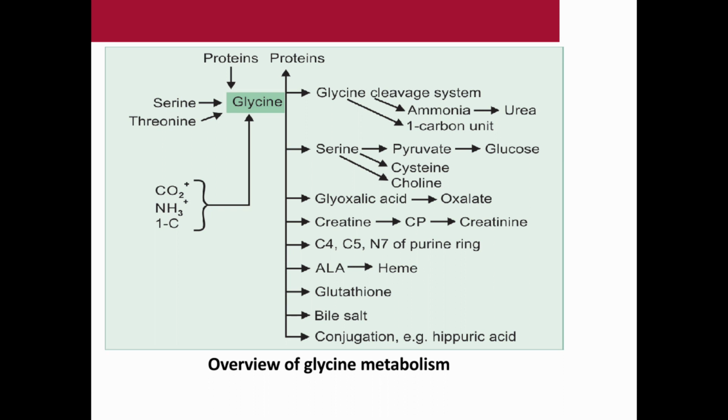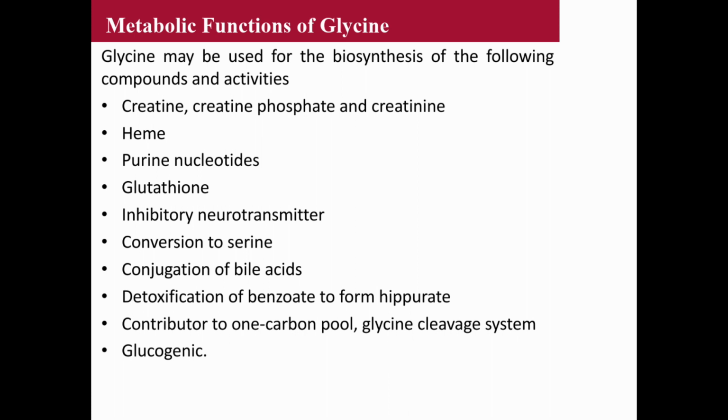which ultimately gives rise to heme. Then glycine combines with cysteine, which combines with glutamic acid to form the tripeptide glutathione. Then glycine forms bile salts. So glycine plus cholyl-CoA gives glycocholic acid, which combines with sodium to form sodium glycocholate. Then glycine combines with benzoic acid to form hippuric acid. This is called a conjugation reaction. So we'll see one by one the metabolic functions of glycine.